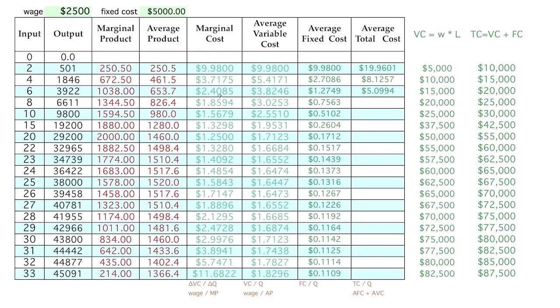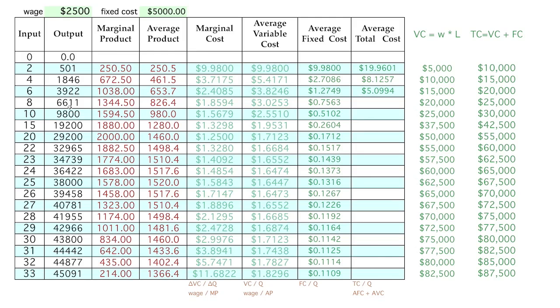5.0994. You could also add this average variable cost, which is 3.8246, and you could add it to 1.2749. But because these are rounded off, that's why you're going to get a slight discrepancy here. If you notice, the last digit would be a 5 instead of a 4 as it is. So adding these rounded off numbers together, you get a slightly different answer, but it's good enough. You could recognize it. It's basically $5.10 when you round off the dollars and cents.